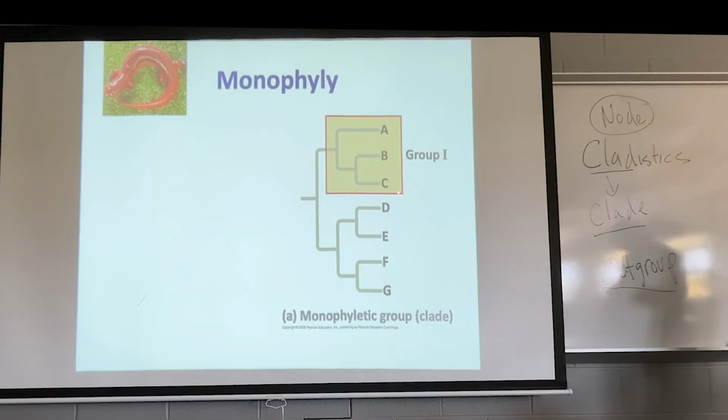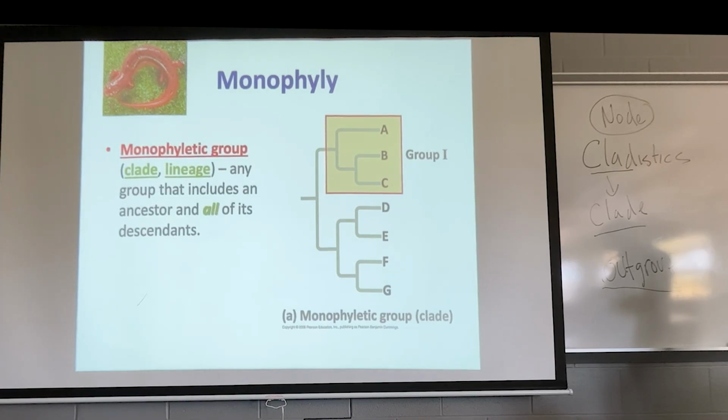Or I cannot exclude C, right? C has to be included in the group because C can trace back to the same common ancestor. So if I forget C or try to involve another group that doesn't belong there, then those would be non-natural groupings, right? Or not monophyletic.